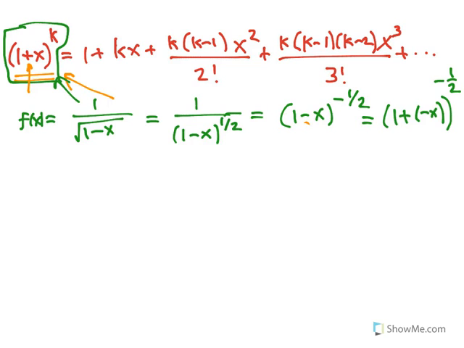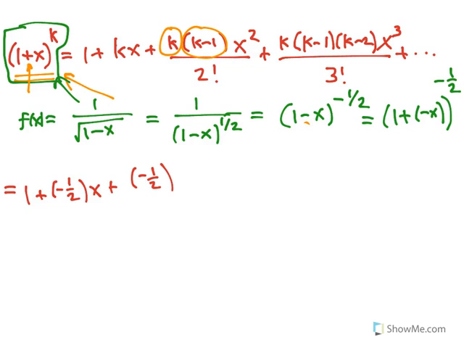So I've done that with this example. I have rewritten our function as 1 plus negative x to the negative 1/2 power. Having done that, I'm able to represent my function with a power series. So I write 1 plus k is negative 1/2 times x plus k is negative 1/2. So I'm working with this right here.